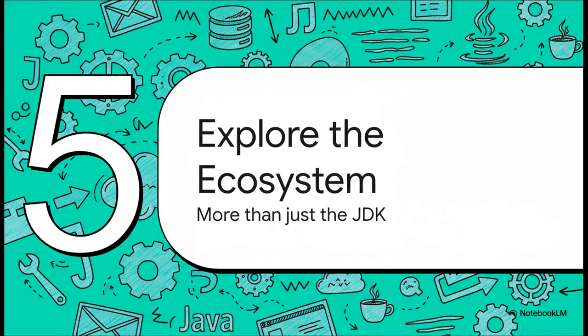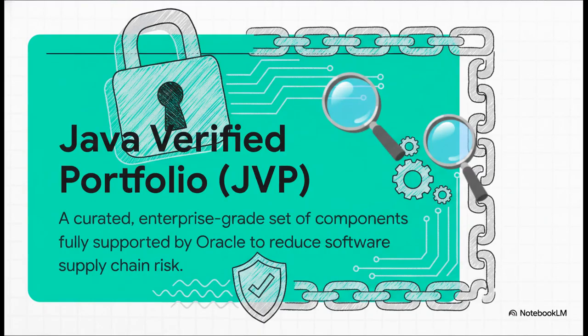But here's the thing. Java isn't just the JDK anymore, right? It's this massive ecosystem of tools and libraries that we all rely on every day. And that ecosystem is about to get a huge formalized boost. So, Oracle is launching something called the Java Verified Portfolio, or JVP. And the best way to think about this is like a trusted, enterprise-grade seal of approval. It's a curated set of essential Java components that are fully supported, which is designed to make life easier and seriously reduce your software supply chain risk.